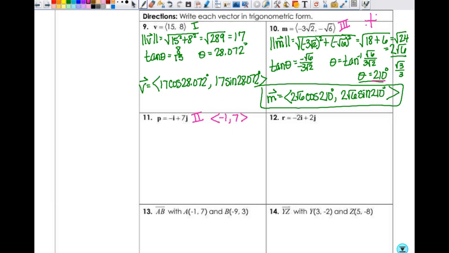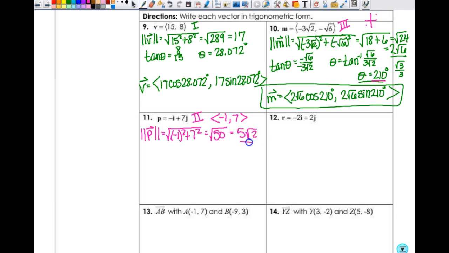So then we substitute that in. We're going to get the magnitude of p. It's going to be equal to the square root of negative 1 squared plus 7 squared. It's going to be the square root of 50, which is 5 square root of 2.